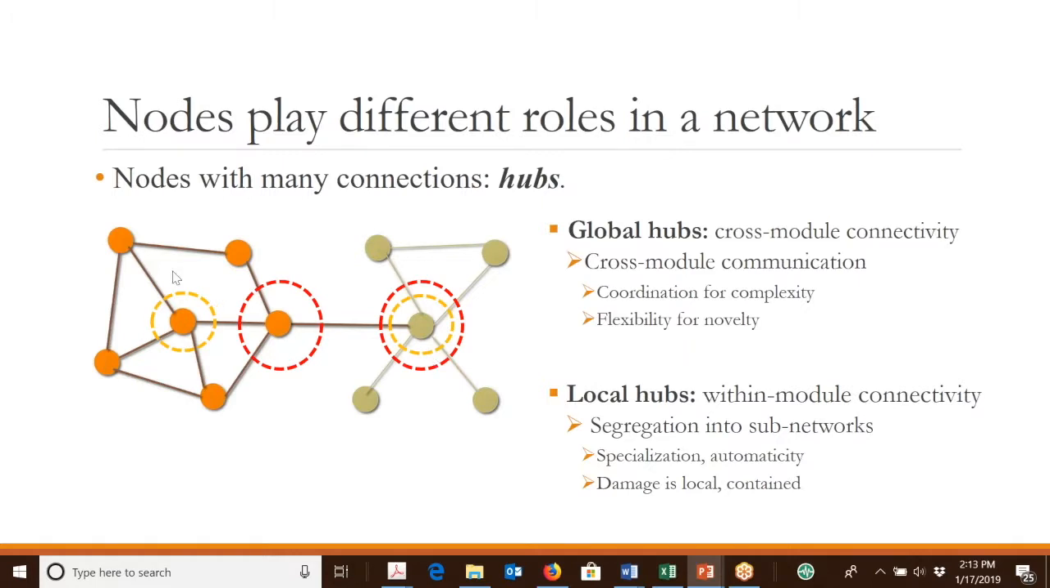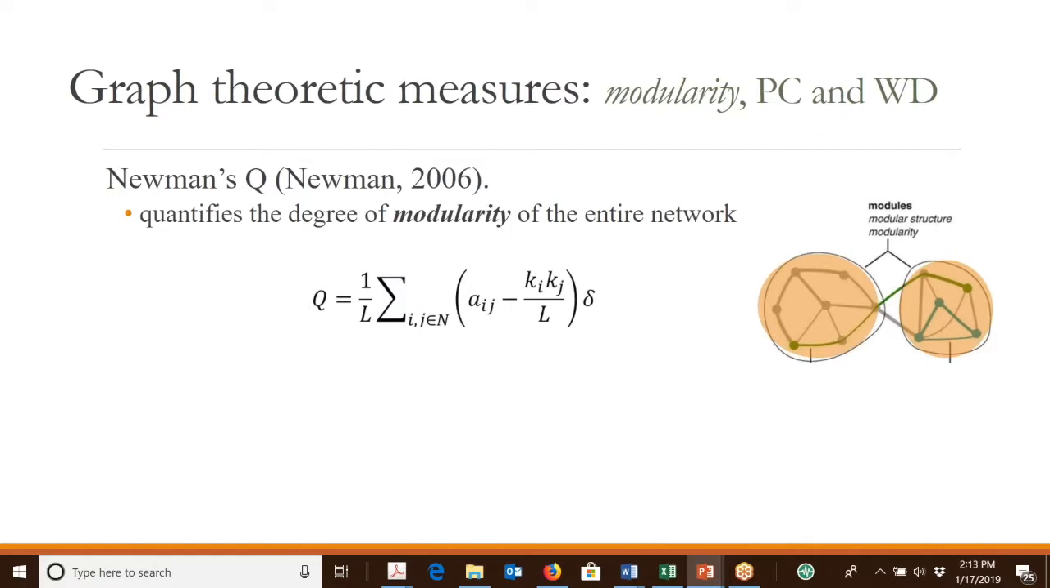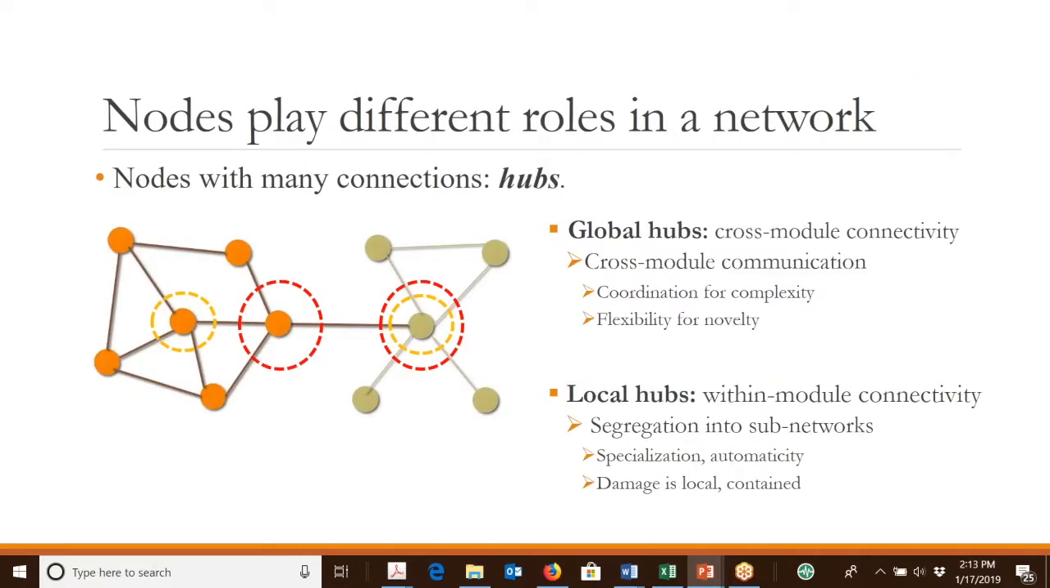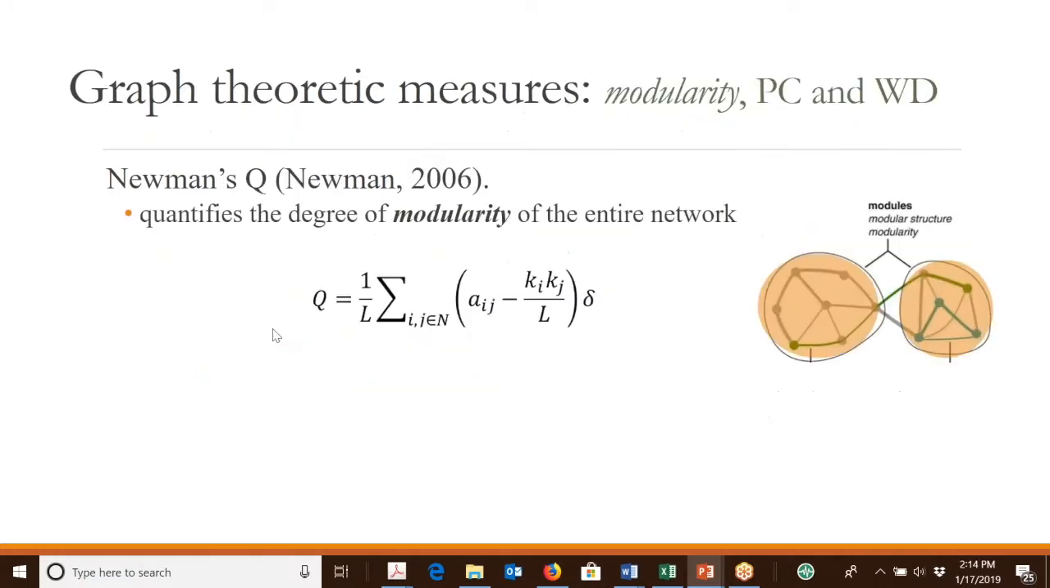And so creating a high degree of within-module connectivity allows for specialization of function, allows for functions to become more automatized. If there's damage to the system, damage will be more contained in a system where you have a highly modular structure. And what you can see here is that some nodes could be global hubs connecting across modules, and they can also be local hubs, also connecting within modules.